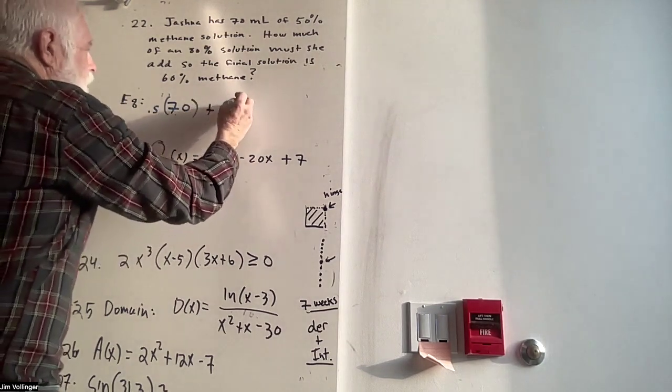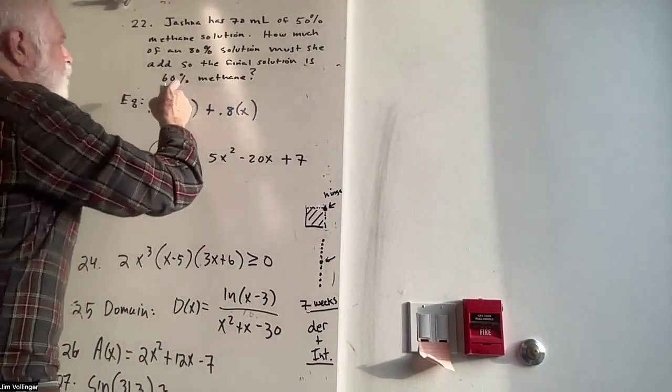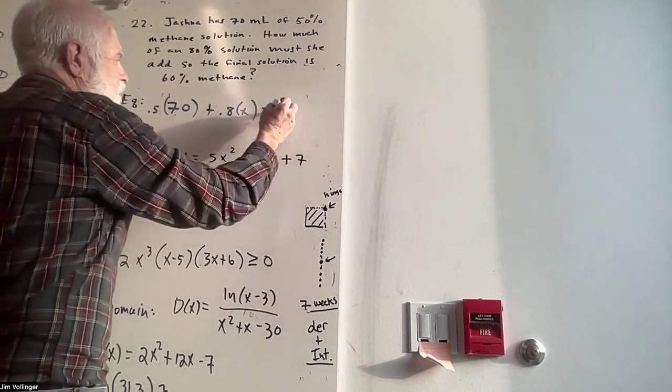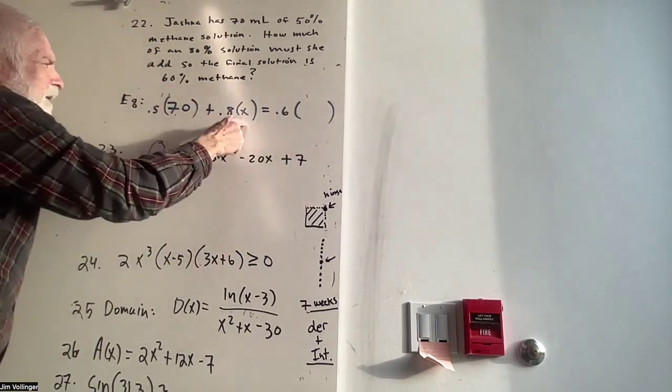So 0.8, adding a certain amount, and that's going to get me a solution at 60%. We want 60%. So what's the total amount of solution? Started with 70, added x.